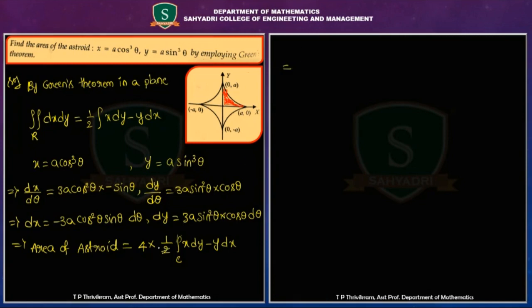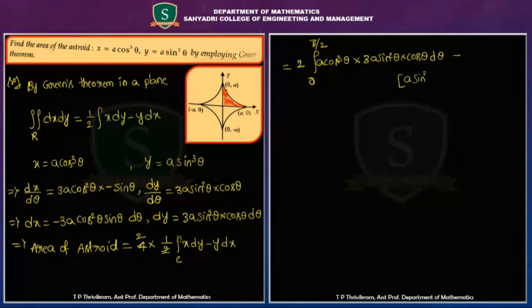So here how much will you get? 2 ones, 2 twos. So 2 into integral 0 to pi by 2. That means only the first quadrant area I am taking, and I have multiplied with 4 here. Next, the x value is a cos cube theta, into dy. The dy value is 3a sin square theta into cos theta d theta. Similarly, minus y dx. The y value is a sin cube theta into minus 3a cos square theta into sin theta d theta.